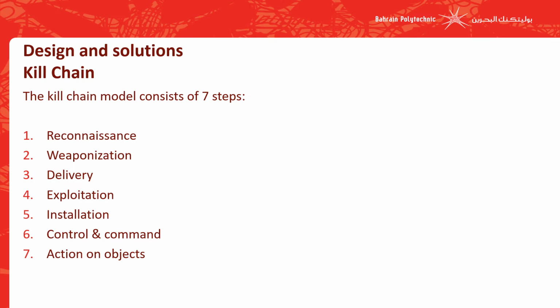Furthermore, these are the 7 steps of the kill chain model. First, we have reconnaissance, which is gathering information such as emails and phone numbers. Secondly, we have weaponization, which is exploiting with a backdoor using a deliverable file. Then we have the delivery. It can be delivered by USB drive, website, or email.